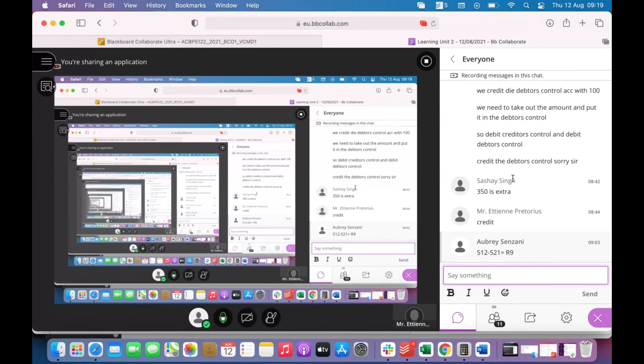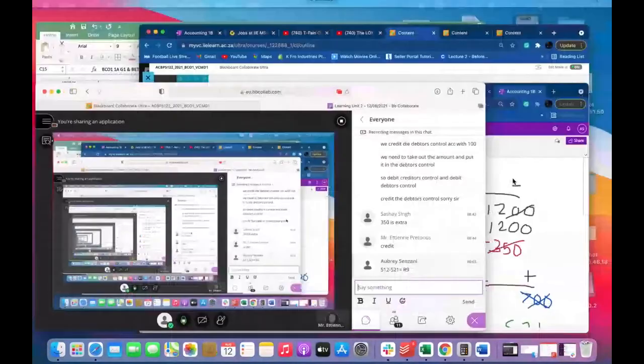Next one, total credit sales of merchandise. So this would be your debtors column in the debtors control, and that would be your total sale. That would then go to your debtors control, sales and VAT.